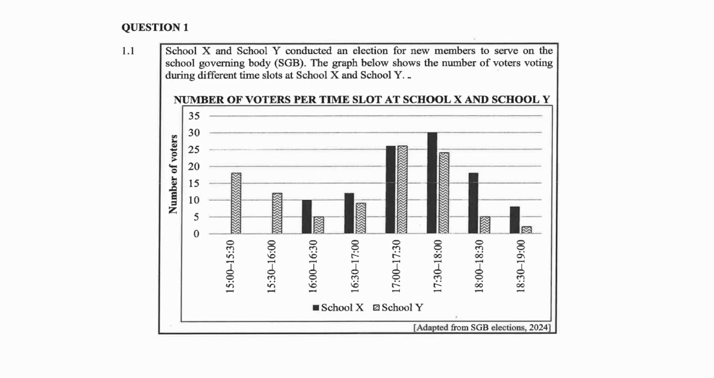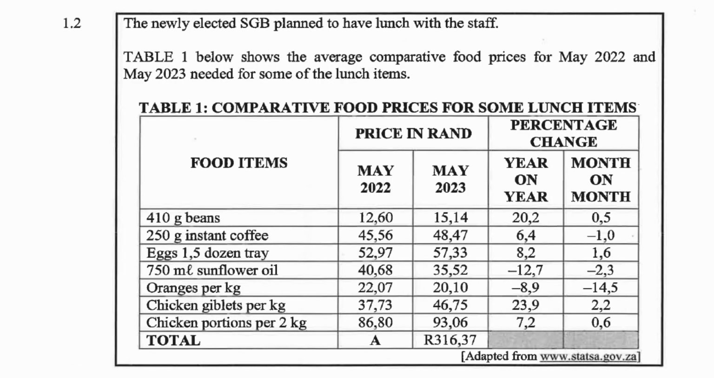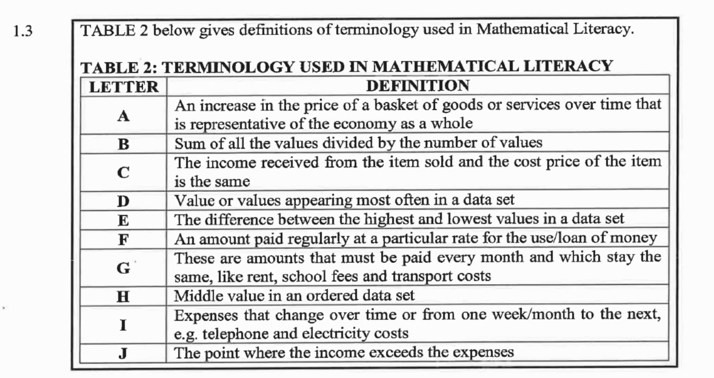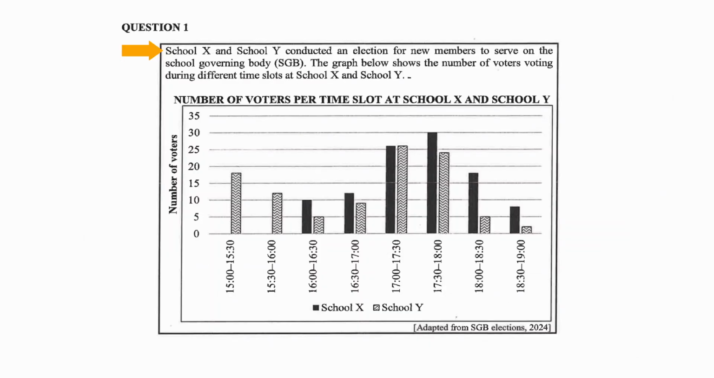In this video, I'll be working through question 1 of the Mathematical Literacy Final Exam of 2024. Question 1.1 states that School X and School Y conducted an election for new members to serve on the school's governing body. The graph below shows the number of voters voting during different time slots at School X and School Y.